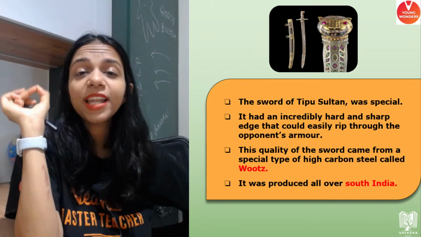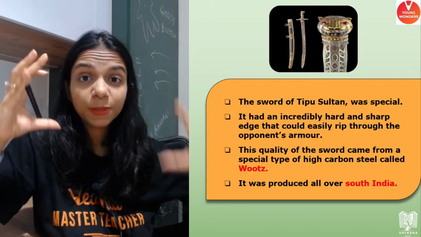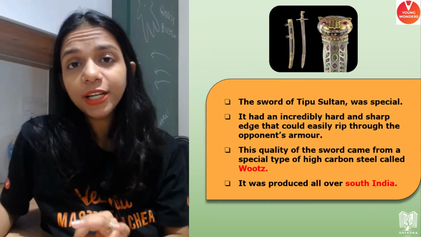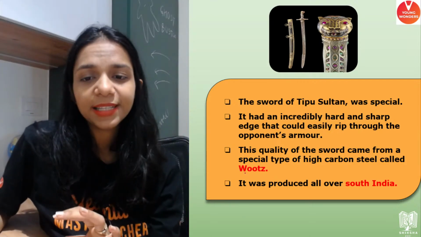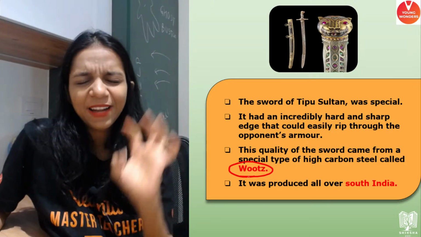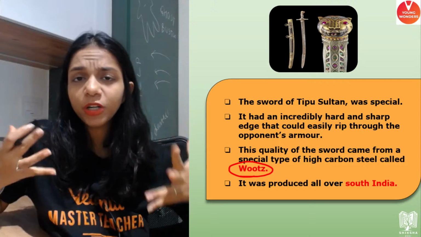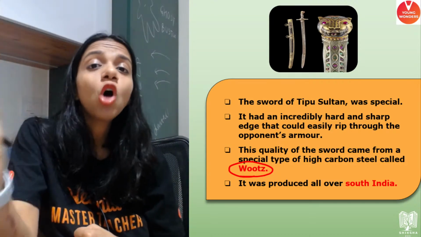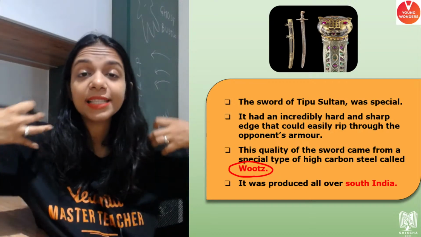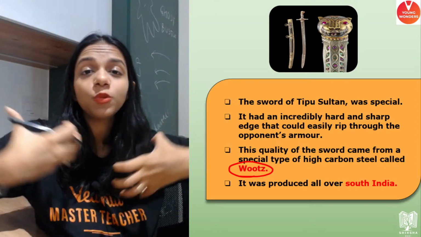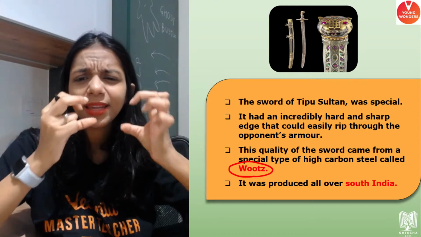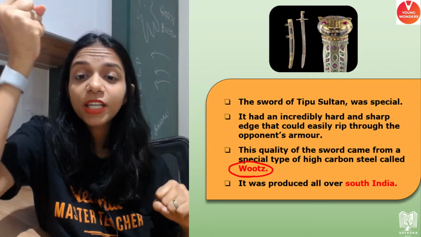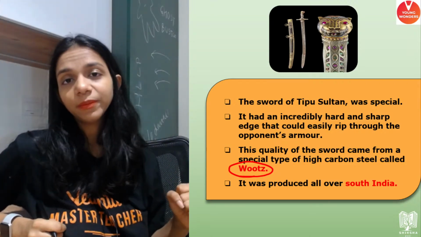The swords that our Indian rulers used, especially in South India, was made out of this very good quality steel, high carbon steel called wootz, right? Very good quality steel. It was produced all over South India. It was so powerful that even if the opponent, अगर आपके दुश्मन ने एक ऐसा armor पहना है, if your enemy is wearing an armor that is very, very thick, even then this sword was so sharp that it would tear open the opponent's armor.